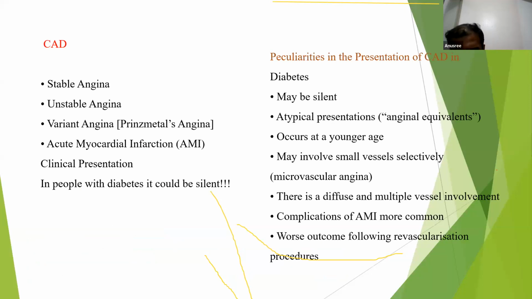Okay. Coronary artery disease may present as stable angina, unstable angina, variant angina, anything. It may present as acute myocardial infarction. But there are certain peculiarities in diabetic patients: it may be silent or it may present as atypical angina equivalents, at a younger age, it may involve all blood vessels or small vessels, the complications are more common, and the outcome is very bad with revascularization procedures.